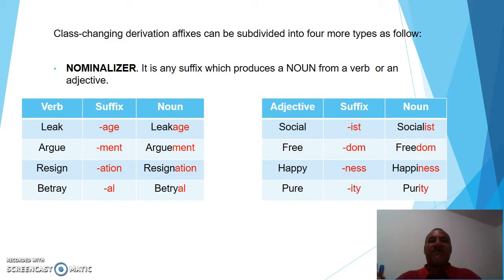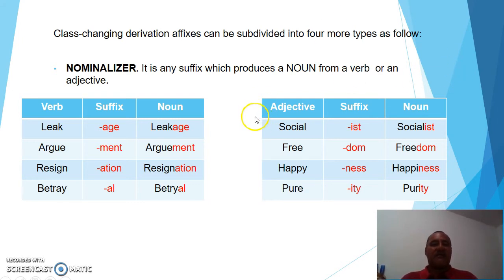Class-changing derivational affixes can also be subdivided into four more types as follows. The first group that I have here is called nominalizers. This is when we produce a noun from a verb or an adjective by adding some suffixes.